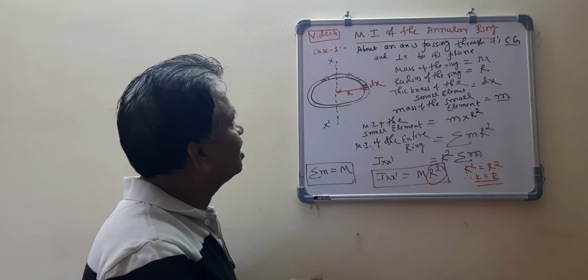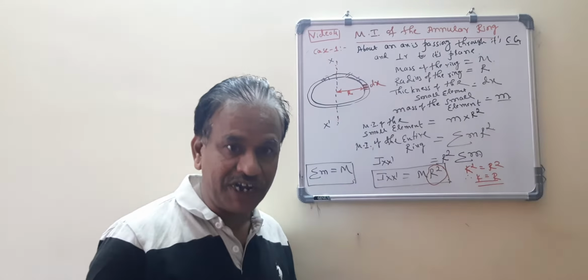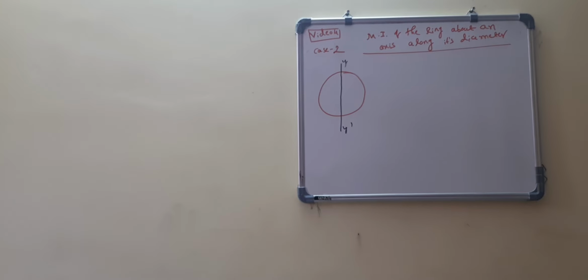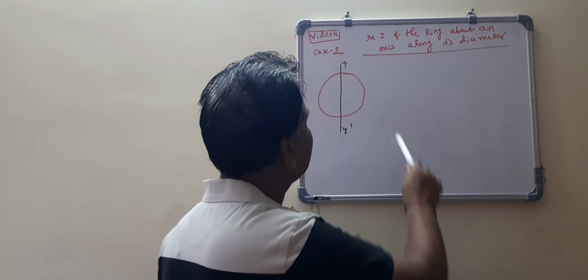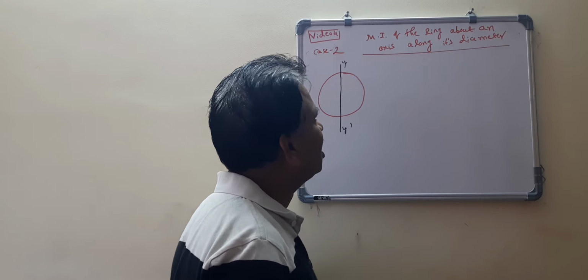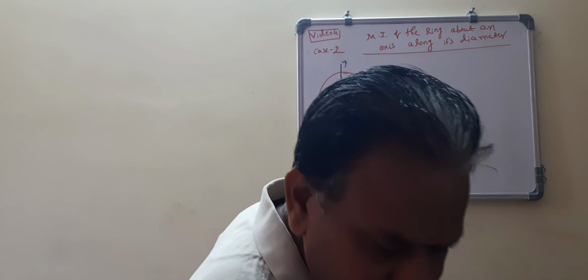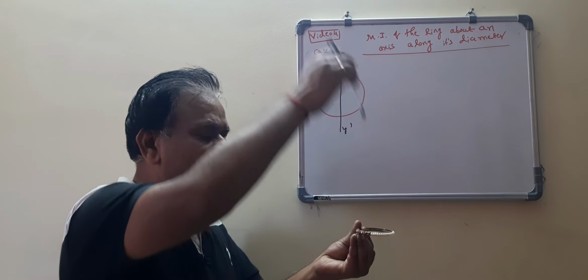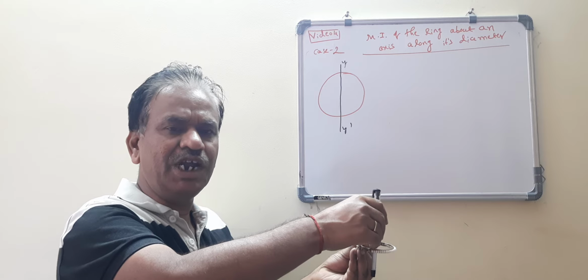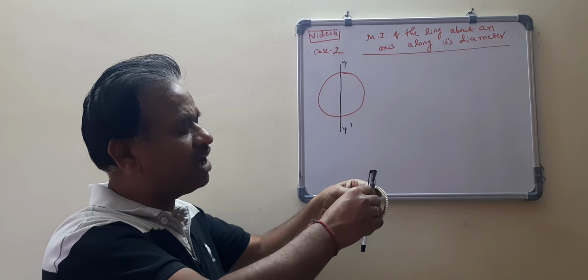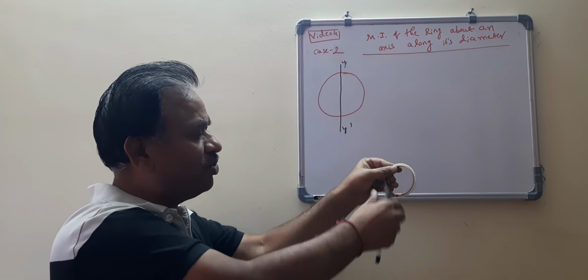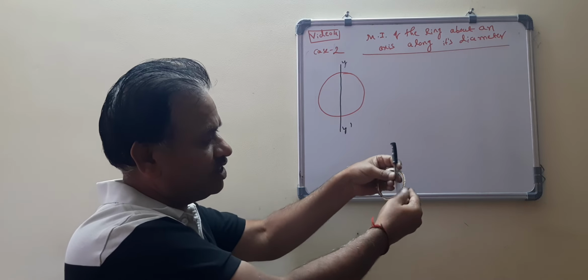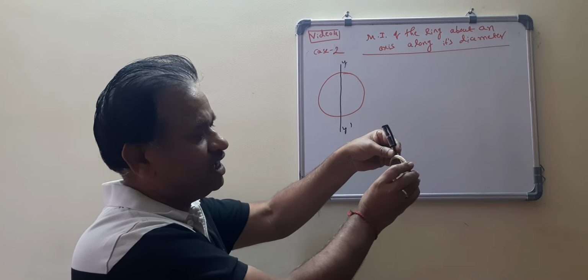Next, case 2. Now let us study case 2 and case 3. The moment of inertia of the ring about an axis along its diameter. Previously, it was passing through the center of gravity and perpendicular to its plane. Now we are calculating the moment of inertia along the diameter. Imagine that here there is a hole and the axis is passing through it. Just imagine, this is one diameter, and it rotates.